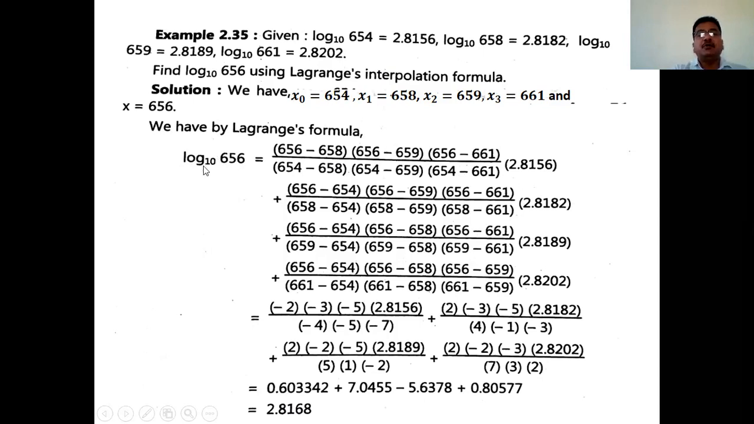We can also calculate this log of 656 with base 10 by using a calculator. So use the log button of the calculator, because log in the calculator means base 10, and ln means the base is e. So here the base is 10. So confirm this answer by using the calculator. We can also find log of 656 by using a calculator.